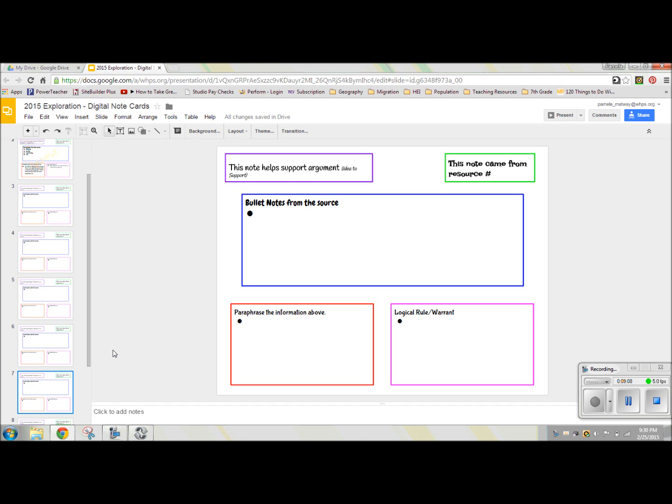So like I said before, this looks like a lot. It's to help you really be organized. If you need help, do not hesitate to ask. That's what I'm here to help. And good luck.